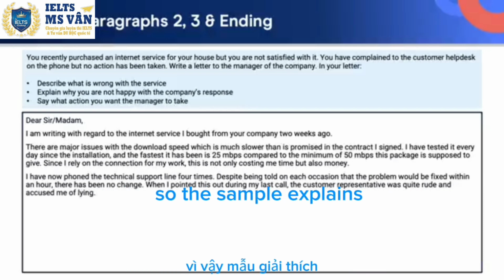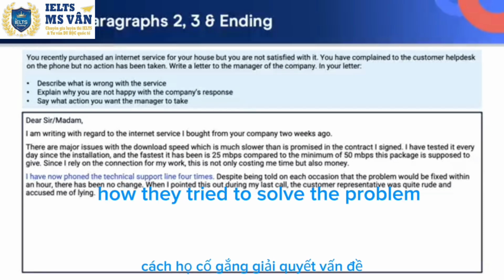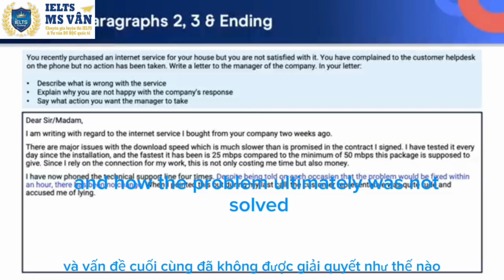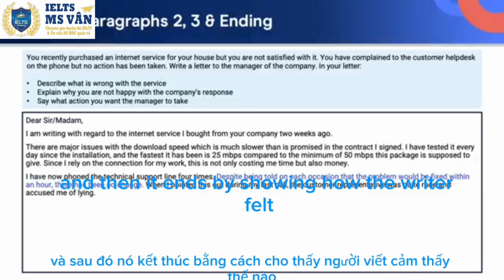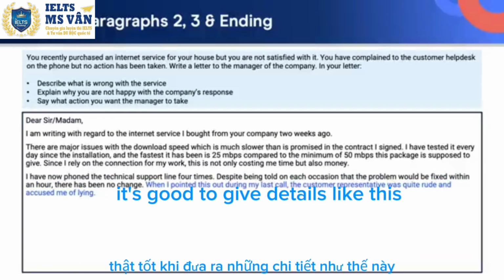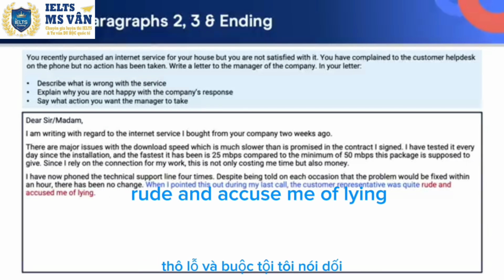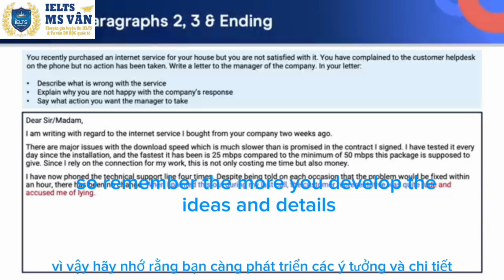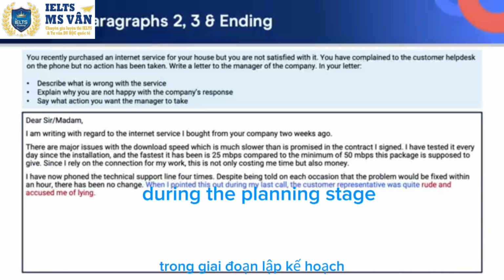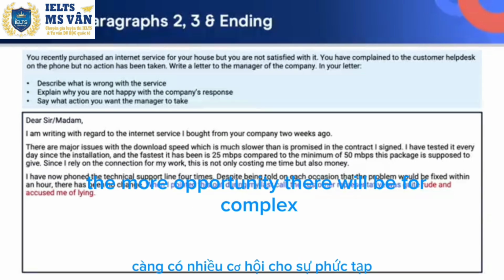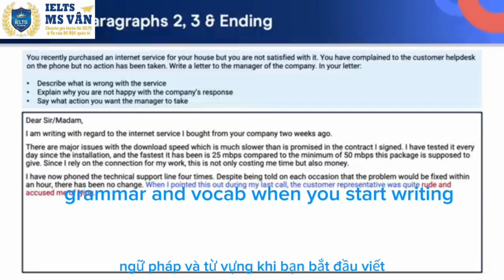This is great. So the sample explains how they tried to solve the problem and how the problem ultimately was not solved, and then it ends by showing how the writer felt. It's good to give details like this that add an emotional quality. Rude and accuse me of lying. So remember, the more you develop the ideas and details during the planning stage, the more opportunity there will be for complex grammar and vocab when you start writing.